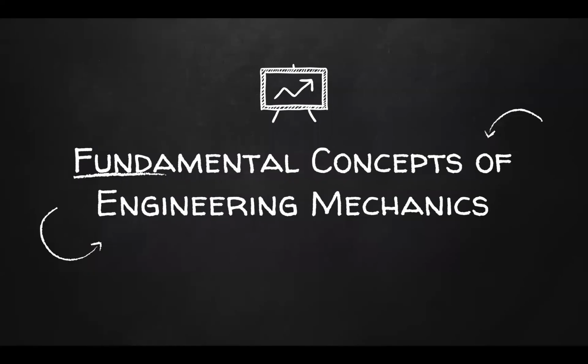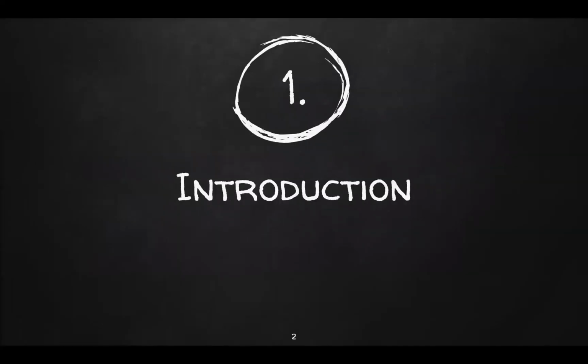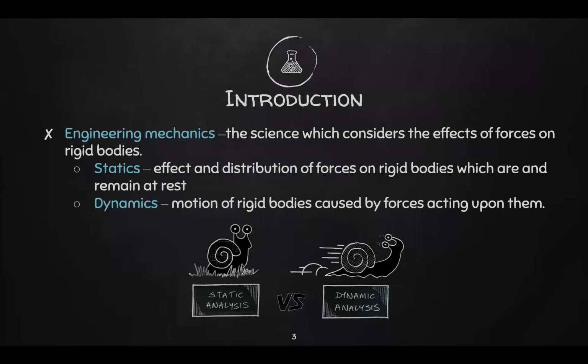The topic for today is fundamental concepts of engineering mechanics. Let's have a bit of an introduction first. So engineering mechanics is the science which considers the effect of forces on rigid bodies. It is divided into two, statics and dynamics. So statics focuses on the effect and distribution of forces on rigid bodies, which are and remain at rest, while dynamics focuses on the motion of rigid bodies caused by forces acting upon them.